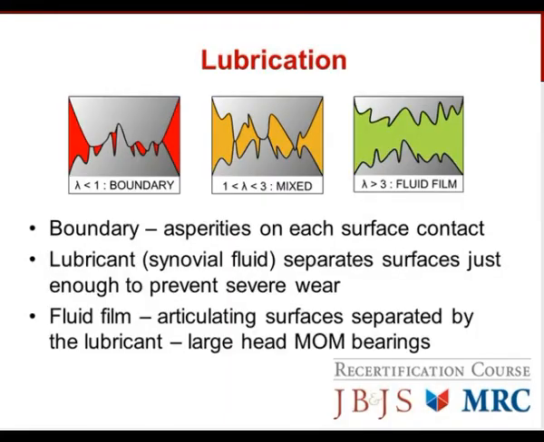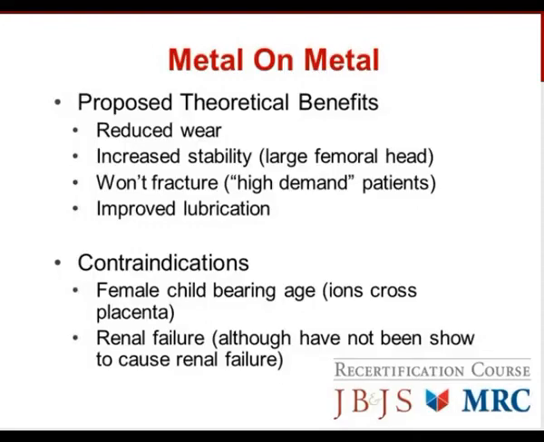Lubrication is important when we talk about total hip arthroplasty. There are really two major categories of lubrication. Boundary lubrication is where the asperities on each surface contact directly. The opposite end of the spectrum is fluid film lubrication, where the two articulating surfaces are separated by a lubricant, in this case synovial fluid. In reality, most hips have a mixed lubrication pattern where there is some separation of the surfaces, just enough to prevent severe wear, but the asperities do in fact come into contact. One of the proposed benefits of large head metal-on-metal total hips was that we could achieve this fluid film lubrication regime and reduce wear. So let's talk a little bit about metal-on-metal total hips.